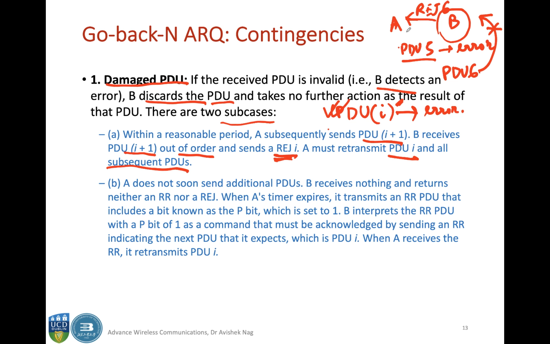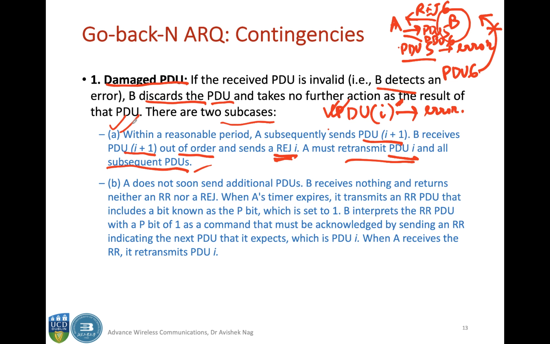So it will now resend PDU 5 and then PDU 6. So A must retransmit PDU I and all subsequent PDUs. So this is subcase A.